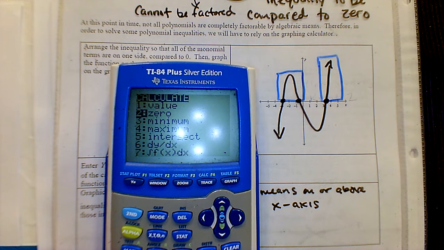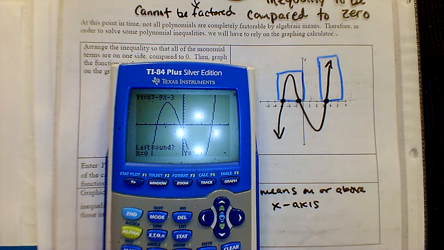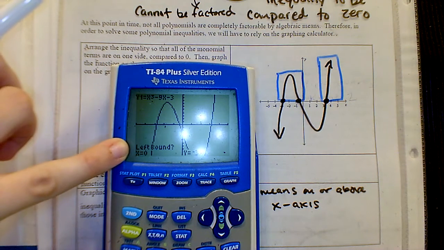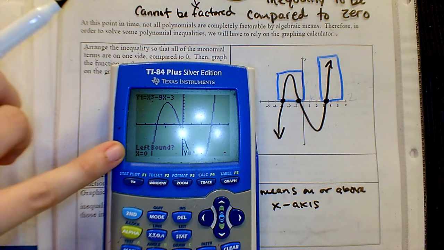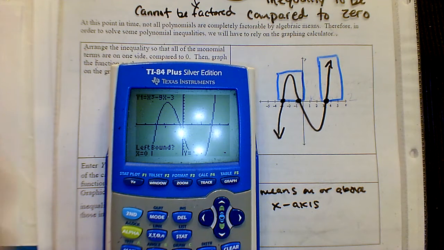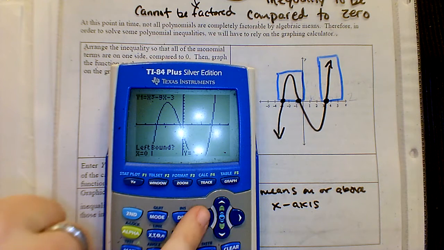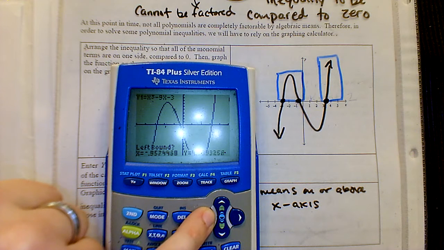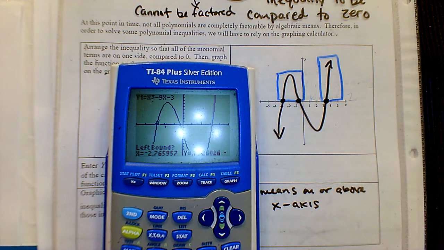So we're going to go ahead and select that one. The moment you select that zero option, you have that little spider or cursor pop up, and it's asking you a question. Do you see how it says left bound? Okay. So what we're going to do is move that little cursor to where you think maybe the first x-intercept is located. It might not land on it exactly, but just try to get it close.